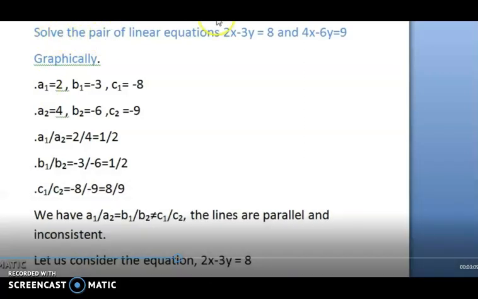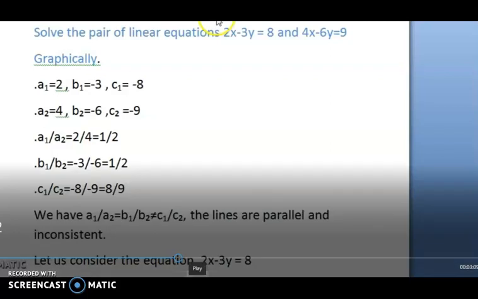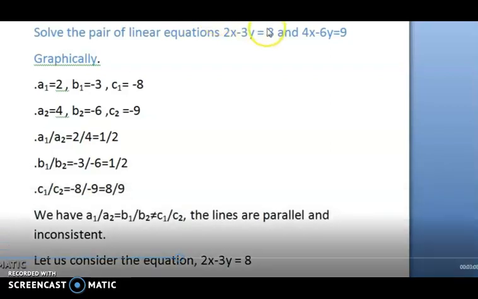Now to our problem. Yes. The pair of linear equations 2x minus 3y is equal to 8 and 4x minus 6y is equal to 9. After writing the coefficients, when we take the ratio, we get a1 by a2 as 1 by 2, b1 by b2 as 1 by 2, c1 by c2 as 8 by 9. So we observed a1 by a2 is equal to b1 by b2 but not equal to c1 by c2. Therefore, the lines are parallel and inconsistent. Let us consider the equation.